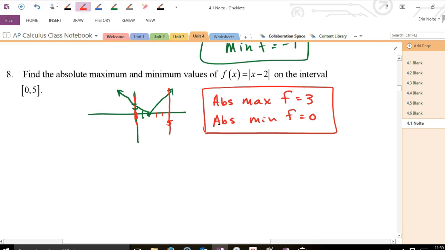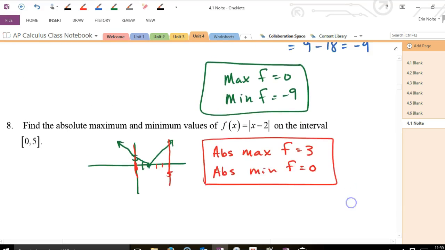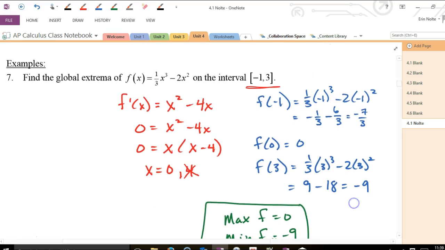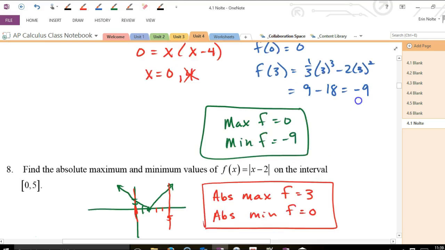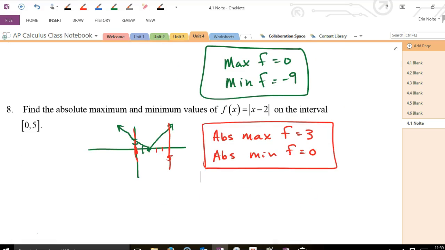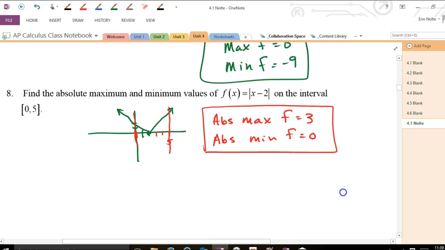So global would just mean within the interval, within the area. So absolute, I mean, if they give you an interval, you're still looking globally. So, yeah.